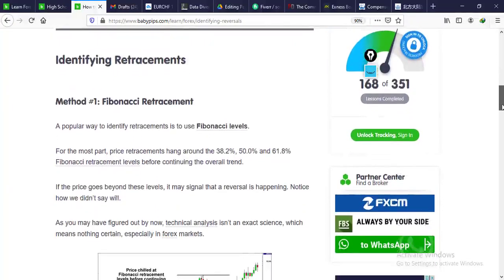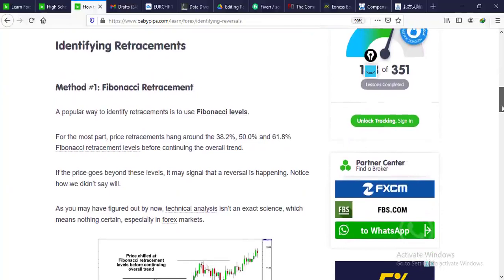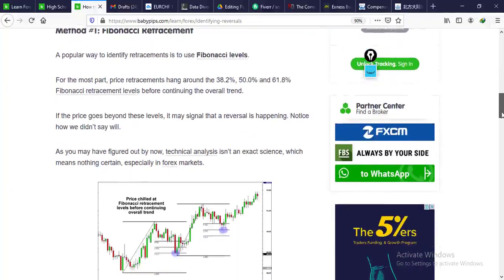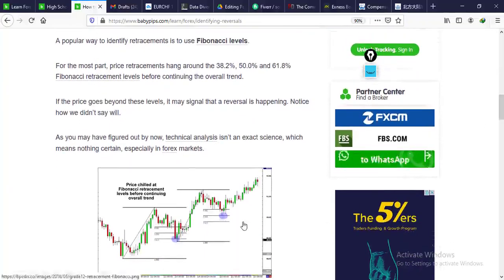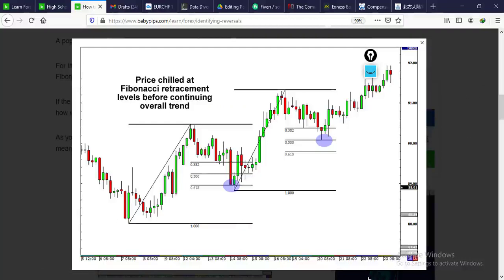So how do we identify retracement? Method one is using Fibonacci retracement levels. Now, Fibonacci retracement levels are not perfect. So what do we mean?